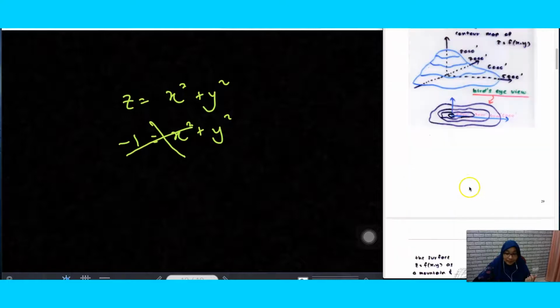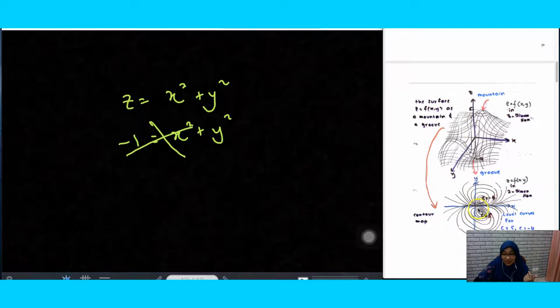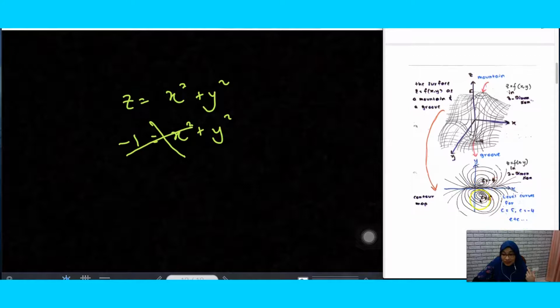Also in this one, you have a mountain, you have a groove here, and you cannot see all these things when you are in the plane. What you can see is just this one. So sometimes it's quite hard for you to differentiate which one is the peak and which one is the groove, when you are in the plane, isn't it?